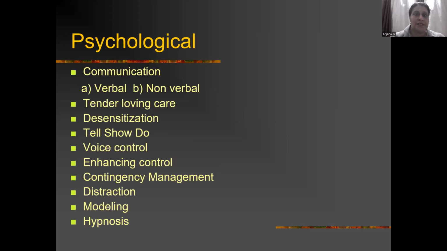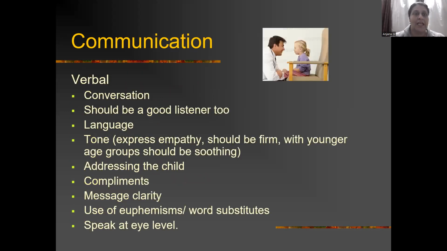So coming to the psychological behavior management techniques, it starts with communication, which can be verbal or non-verbal. Or tender loving care, desensitization, tell-show-do, voice control, enhancing control, contingency management, distraction, modeling, and hypnosis. These are the typical psychological behavior modification techniques that we have in our repertoire to manage children. I will come into each one of these in detail.